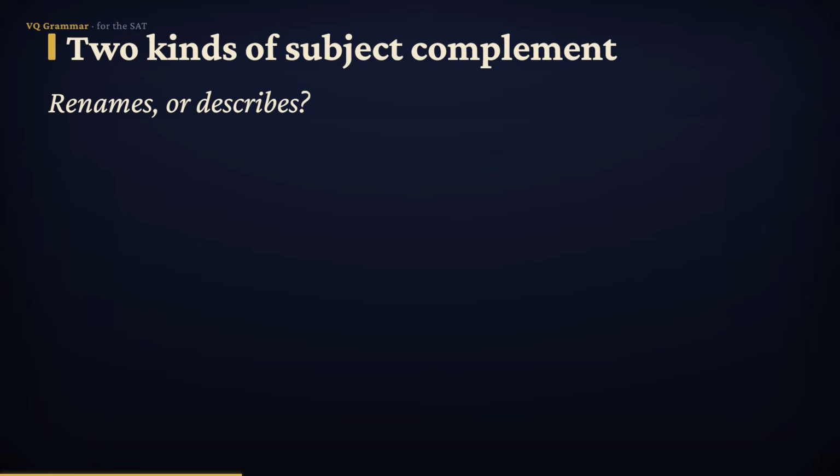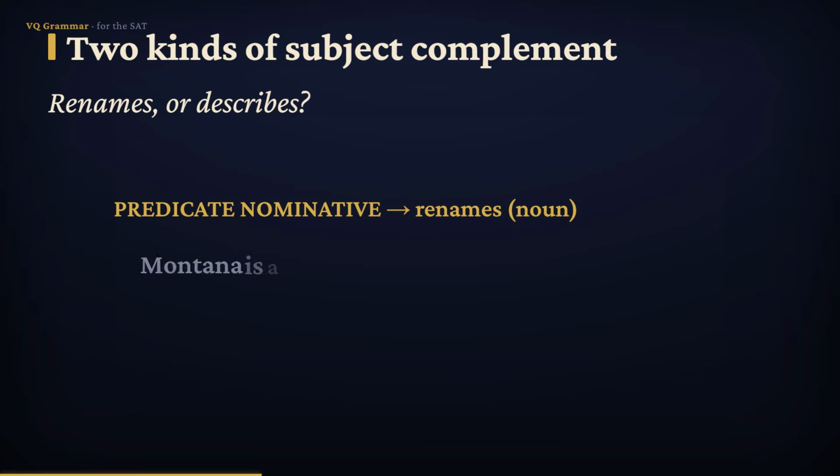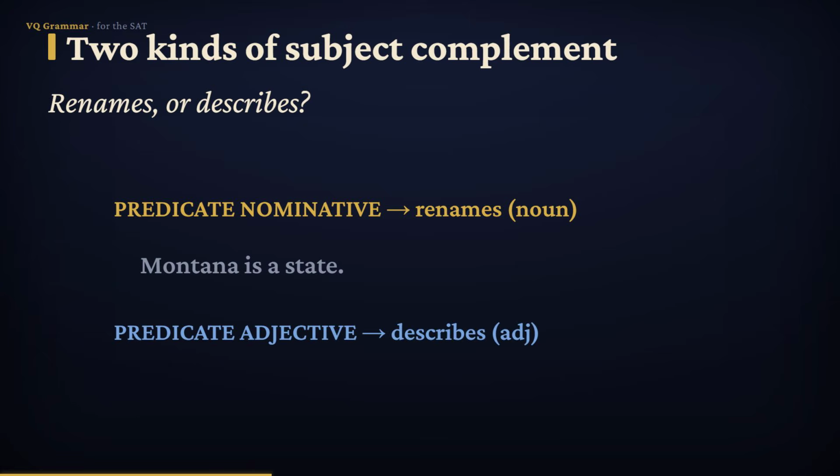Subject complements come in two kinds. A predicate nominative is a noun or pronoun that renames the subject. Montana is a state. State renames Montana. They're the same thing. A predicate adjective is an adjective that describes the subject. The issue seems unimportant. Unimportant describes the issue. So the test is simple. If the complement renames the subject, it's a predicate nominative. If it describes the subject, it's a predicate adjective.